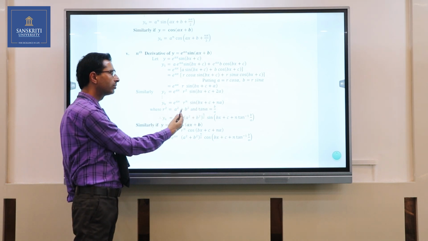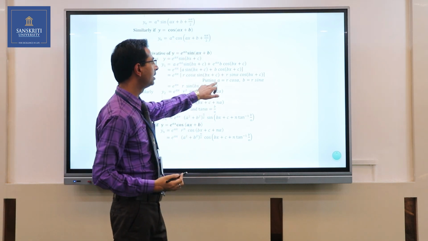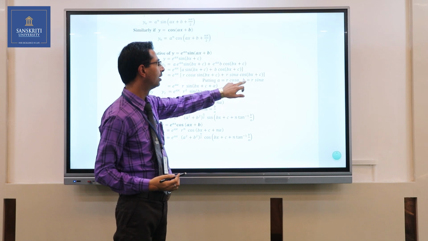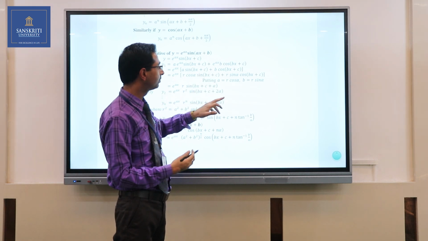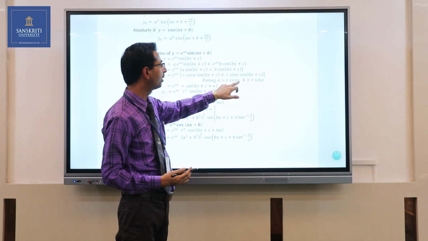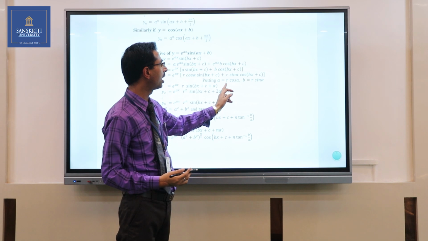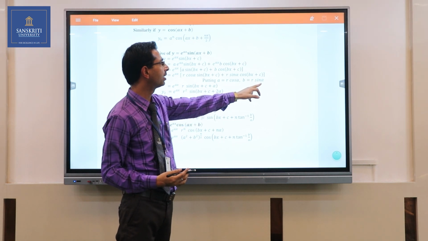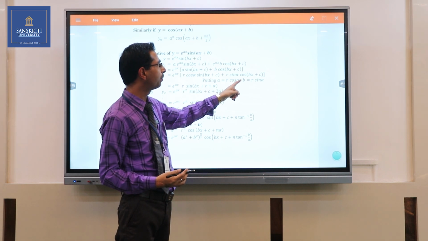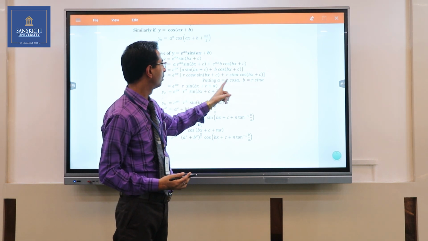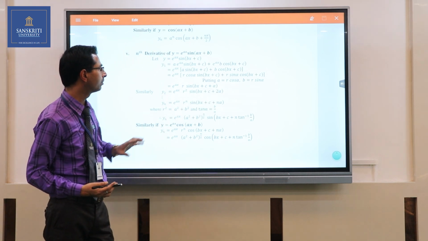e to the power ax sin(bx + c), that is e to the power ax r to the power n sin(bx + c + n alpha). So r squared is equal to a squared plus b squared, because a is equal to r cos alpha, b is equal to r sin alpha. Squaring both sides and adding, a squared is r squared cos squared alpha, b squared is r squared sin squared alpha, then a squared plus b squared is r squared cos squared alpha plus r squared sin squared alpha. Taking r squared common, we have cos squared alpha plus sin squared alpha, that is equal to 1. So a squared plus b squared is equal to r squared. This is the formula.